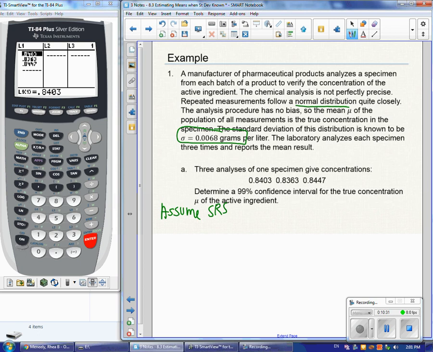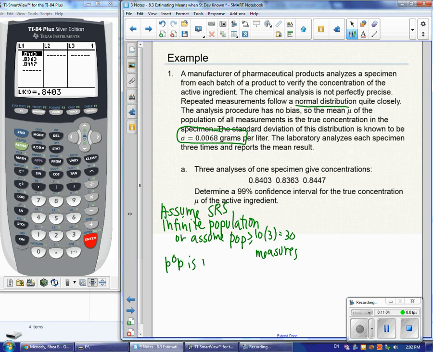We're not sampling without replacement because this is an infinite population, because I can continue measuring over and over again. You can either state that it's an infinite population, or you can simply say assume that the population is more than 10 times 3 or 30 measures. And obviously we can measure this thing a lot more than 30 times. So either way, you're covered there. And then the last thing we want to check is the normal condition. Here we would simply say the population is stated to be normal. So all our conditions are met.